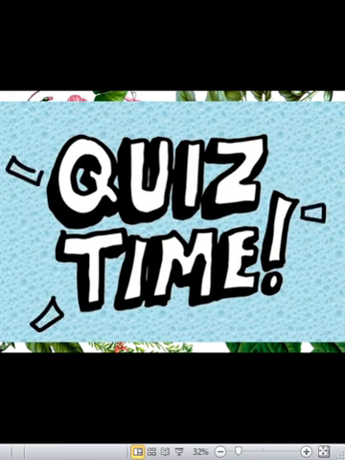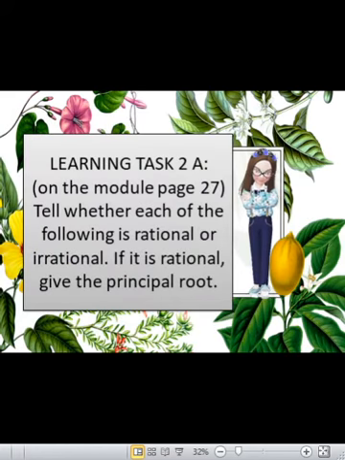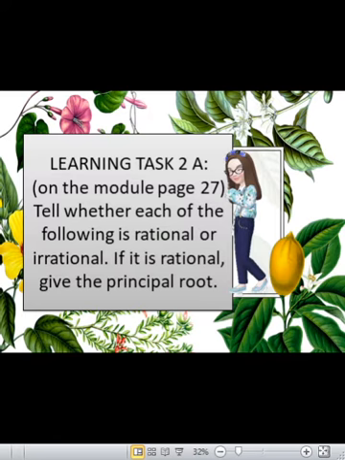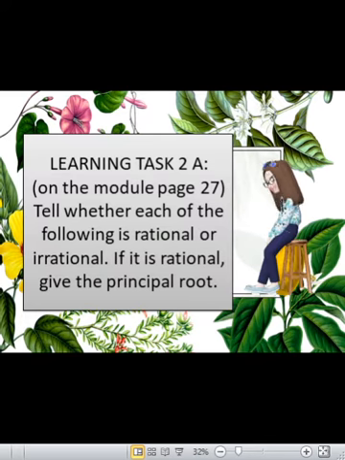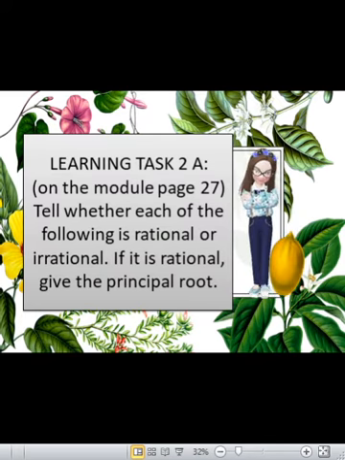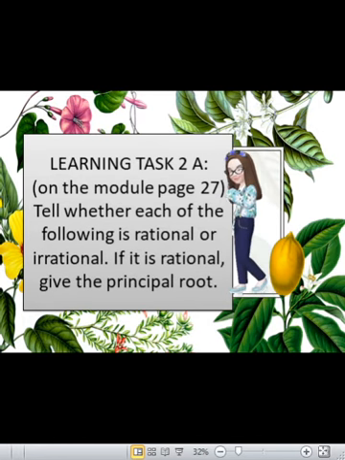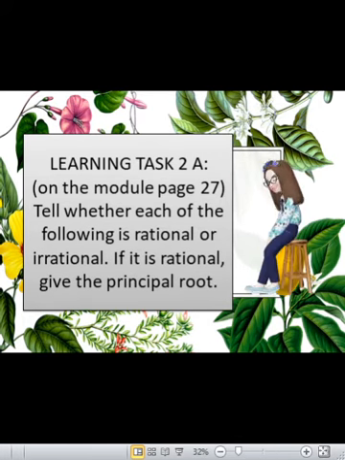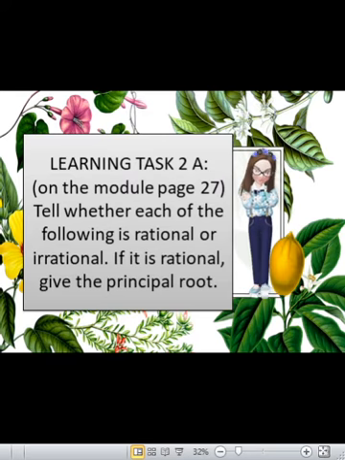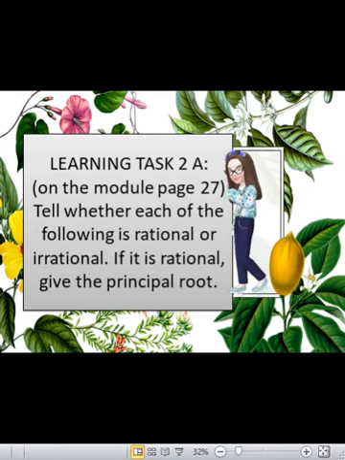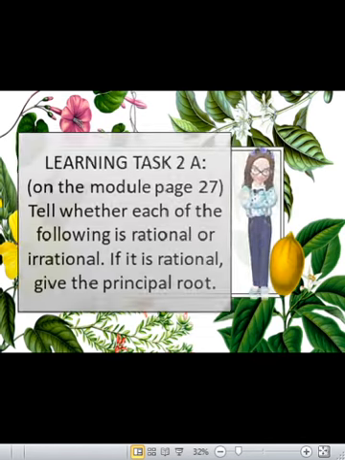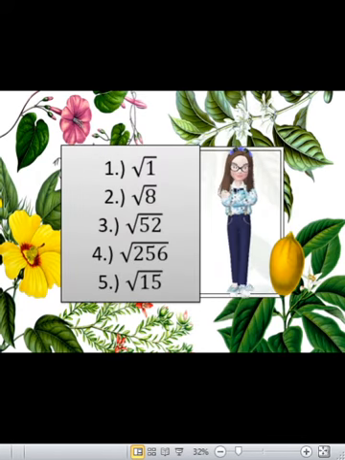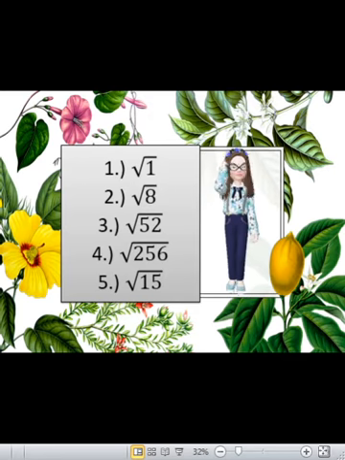And finally, after hearing those examples and explanation, here is your quiz for afternoon session. Learning task 2, again, letter A. It can be found on your module, page 27. Tell whether each of the following is rational or irrational. If it is rational, give the principal root. Only if it is rational. If not, then don't give the principal root.